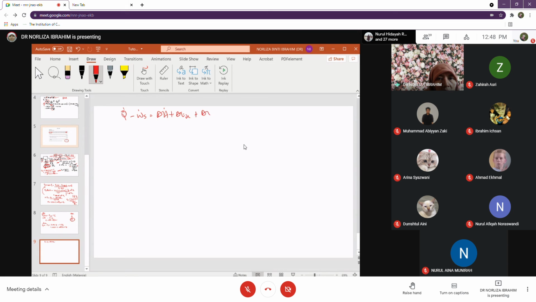EK plus EP. So cancel this, you got this, and then you expand this: extent of reaction multiplied by heat of reaction, plus outlet minus inlet. Okay, extent of reaction has already been calculated. Heat of reaction has not yet been calculated.